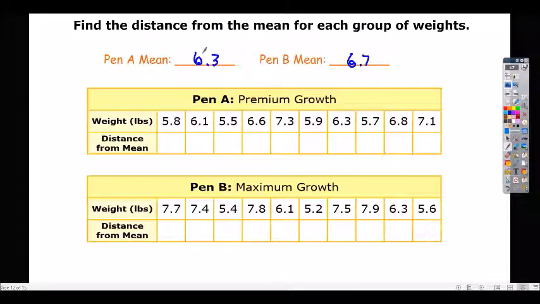And what I'm going to do is take these numbers and subtract them. So this right here, I'm going to do minus 6.3 all the way across. This one's going to be 6.7 on the bottom because that was the mean for pin B all the way across. I'm going to give you a moment to go ahead and subtract those, and then I'll resume the video in just a moment.